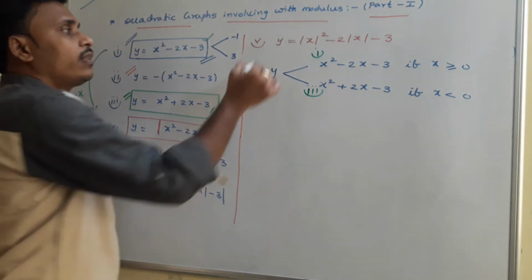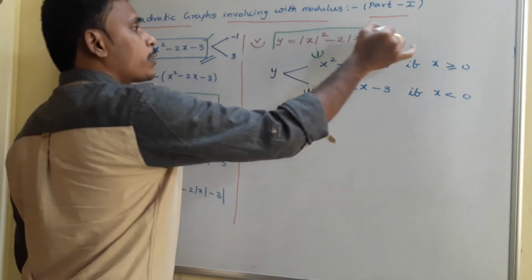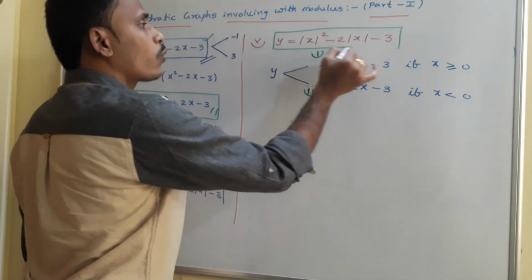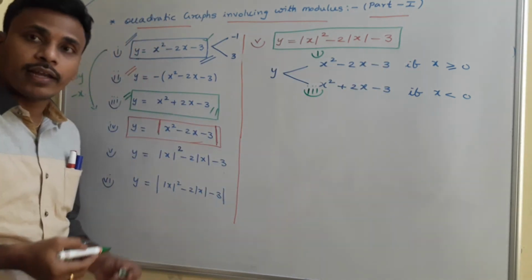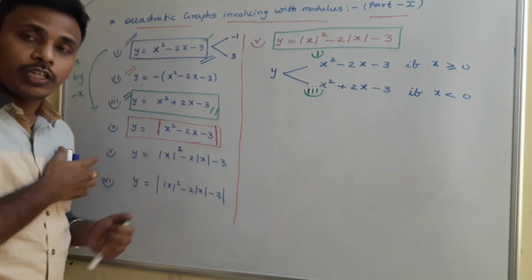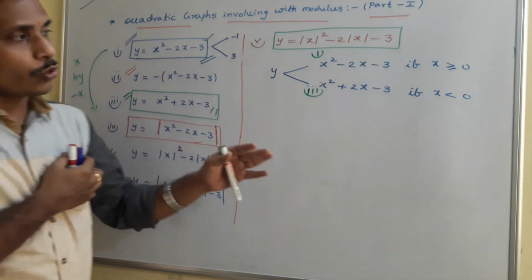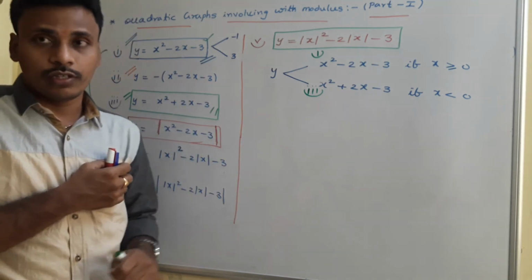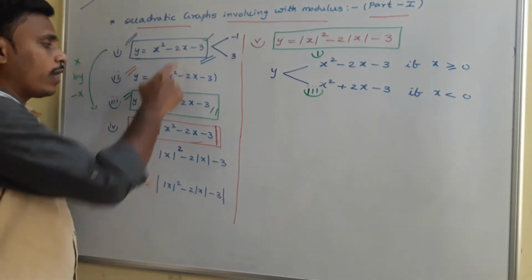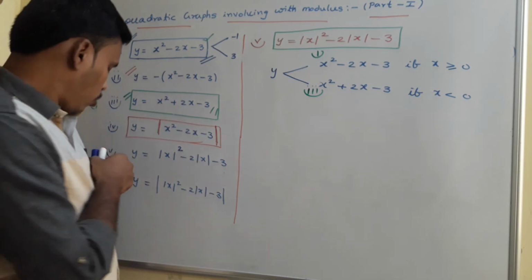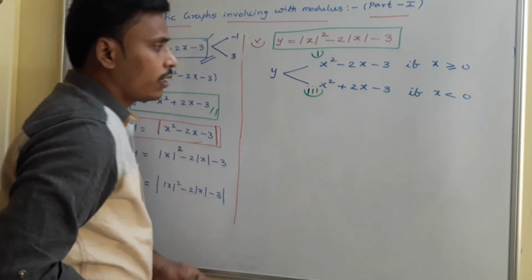Now at the end, to get the graph of the given expression y is equals to mod x square minus 2 mod x minus 3, again we need to go with the two graphs, one in the positive region and the other in the negative region. Already you have these two graphs. Now just think about these two. Yeah, I am going to sketch it. Just observe.